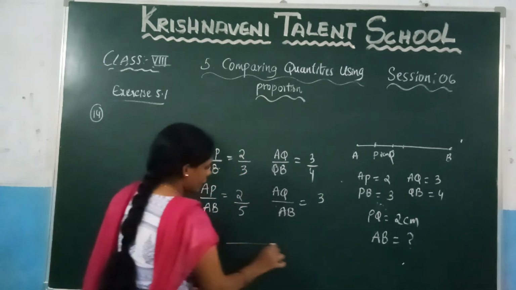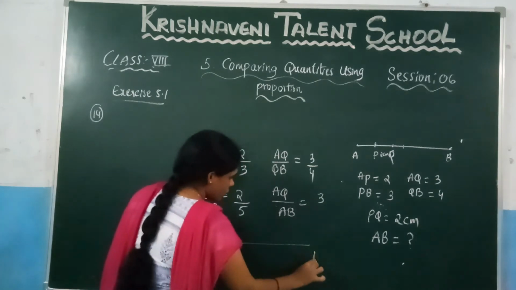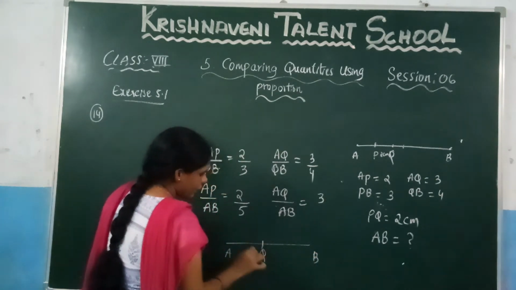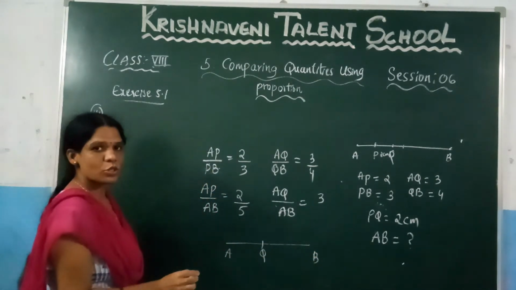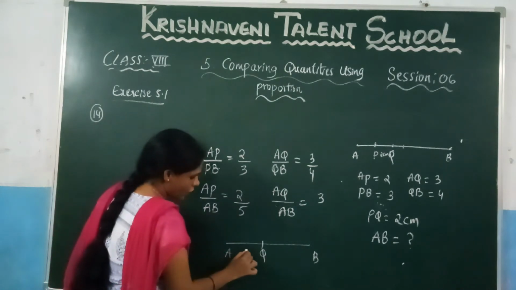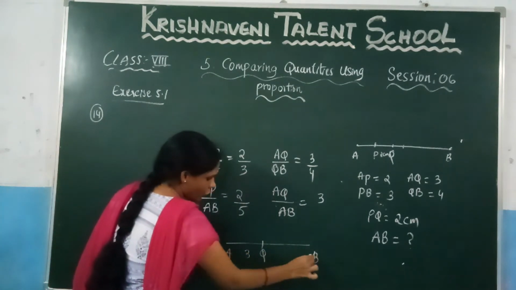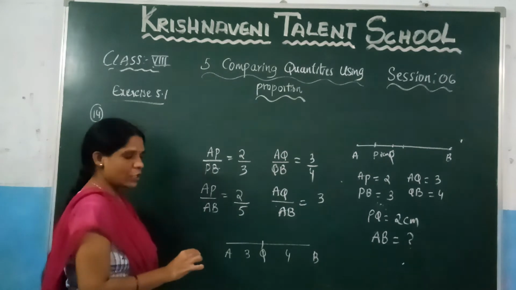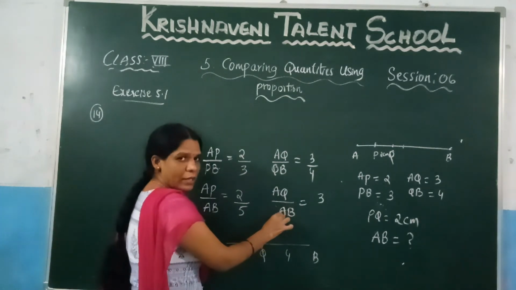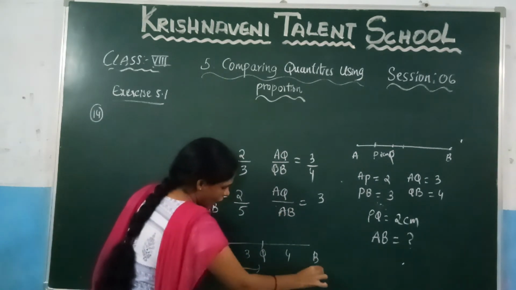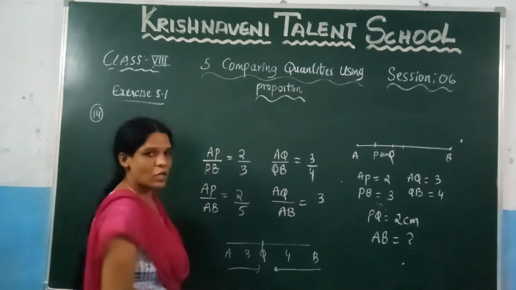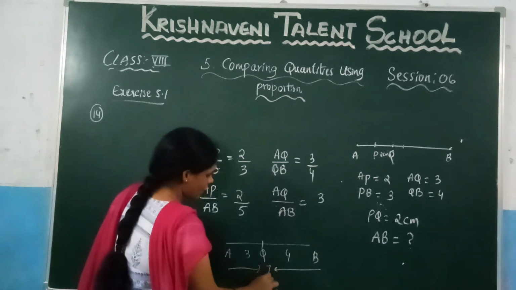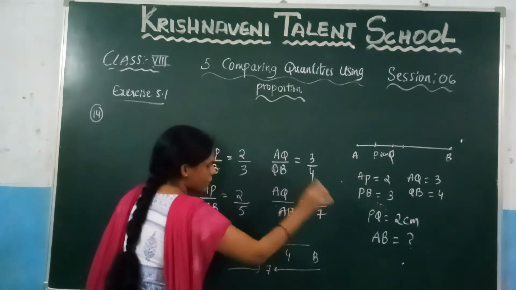They said here that this Q divides this line segment into the ratio of 3:4. That means the length of AQ is 3 and the length of QB is 4. Since I need to calculate the length of AB, this total length, I need to add 3 plus 4. What is the value of 3 plus 4? Which is 7. So I got it here, 7.